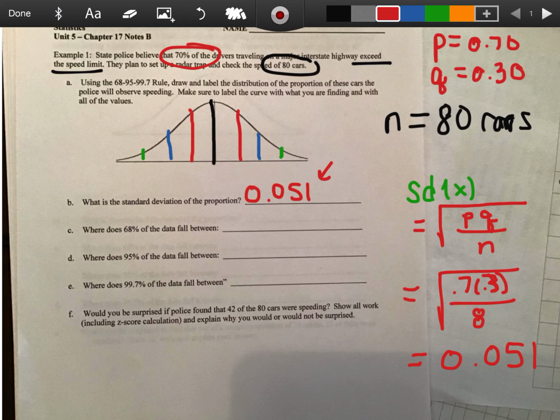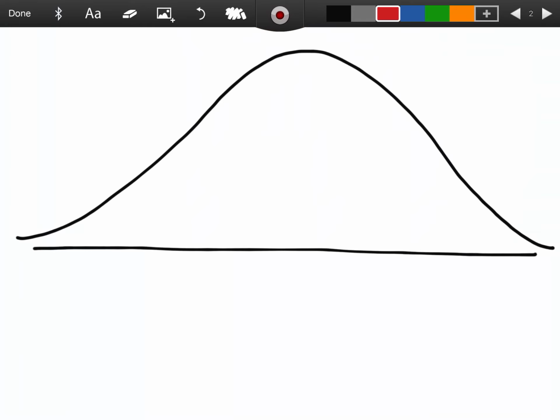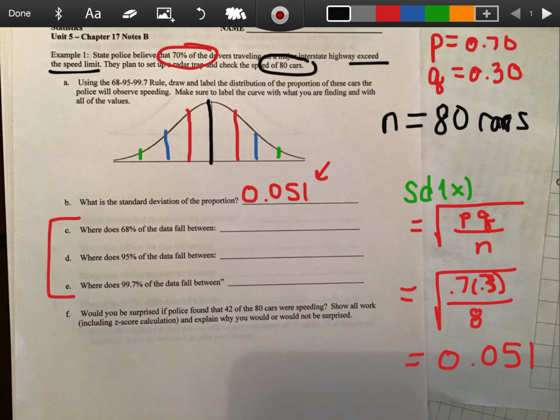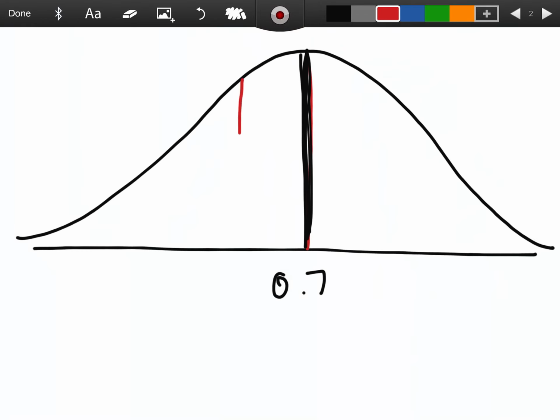So as I go through to create my normal curve, it's going to help us answer C, D, and E. So my normal curve here, I would expect that 70% of my cars are speeding. I'm going to keep that in black because that is the percentage I'm expecting. Now back here I went red, blue, green, so I'm going to do the exact same thing. I'm going red, which is 1 standard deviation up, which is going to be my 68%. So you take your 0.7 and you add 0.051, which obviously will be 75.1.